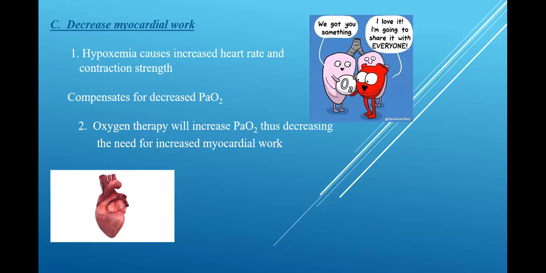The third reason we give oxygen is to decrease the myocardial work. Hypoxia increases the heart rate and strength of contraction, because the carotid body, the peripheral chemoreceptor, says, hey, we're a little low, you need to pump harder, right?